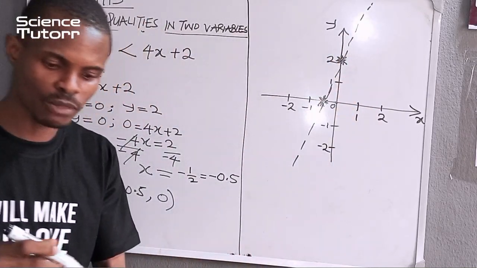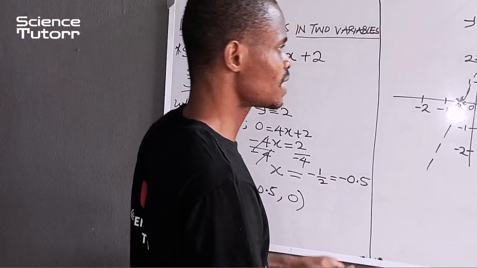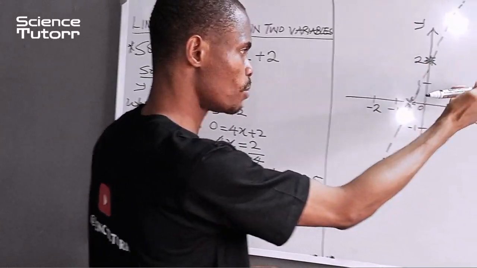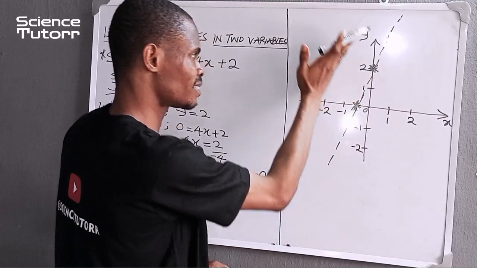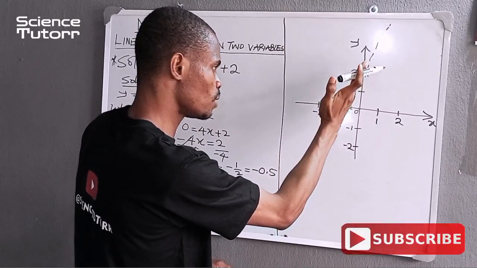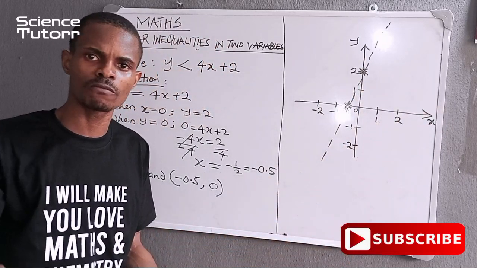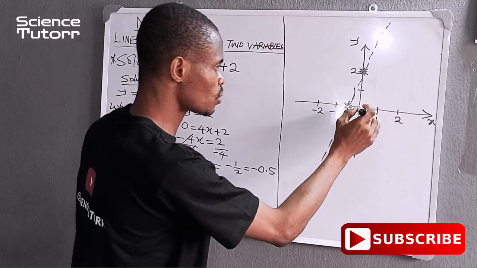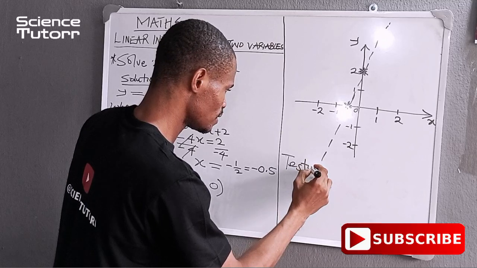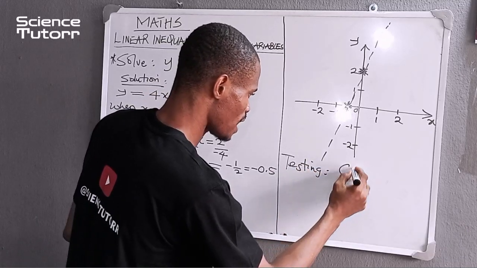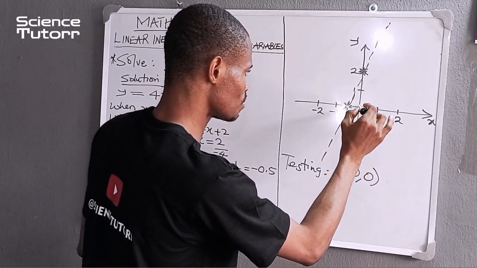So how do we test for our solution? We have to test either above or below. The region above the dotted line represents above. The region below the dotted line represents below. So I could decide to choose any point. I want to choose 0 here. So for testing, let us test at (0, 0). That means x and y are represented by 0.